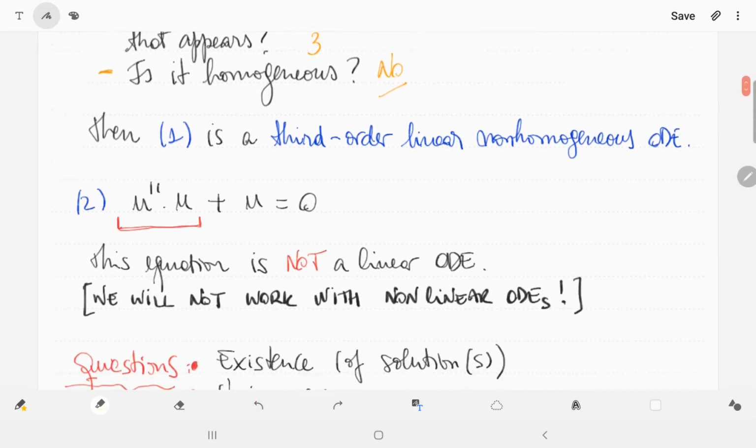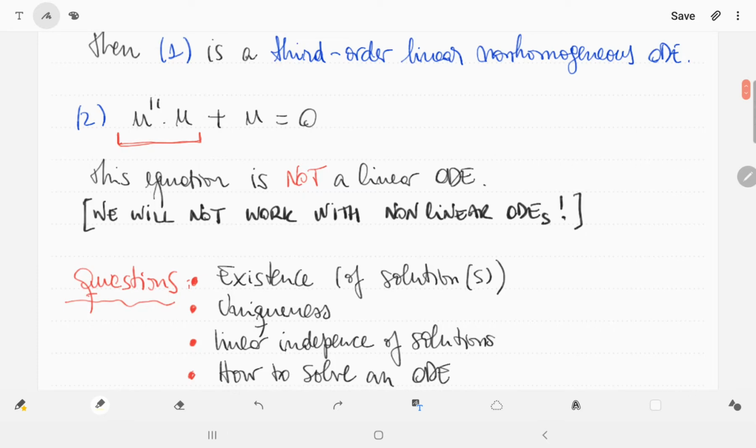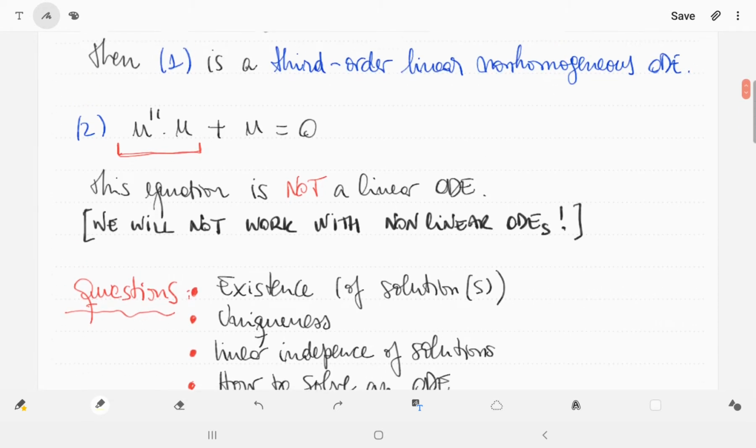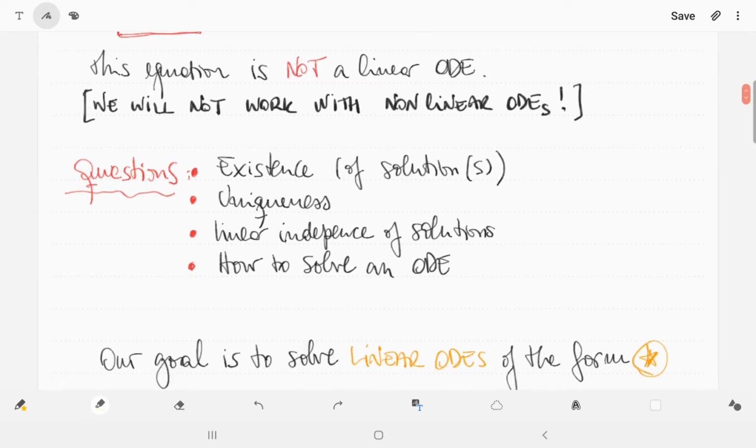Example 2. This is not a linear ODE. We can see here the red part. We are multiplying u by its second derivative, and this doesn't fit the definition of being a linear ODE. But don't worry about this type of equations because we won't see them in this course.